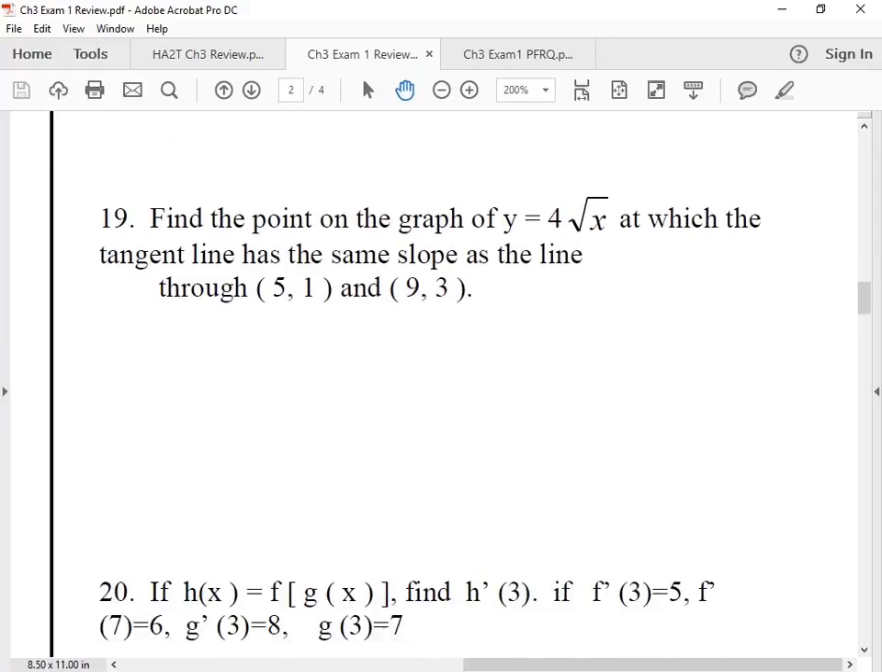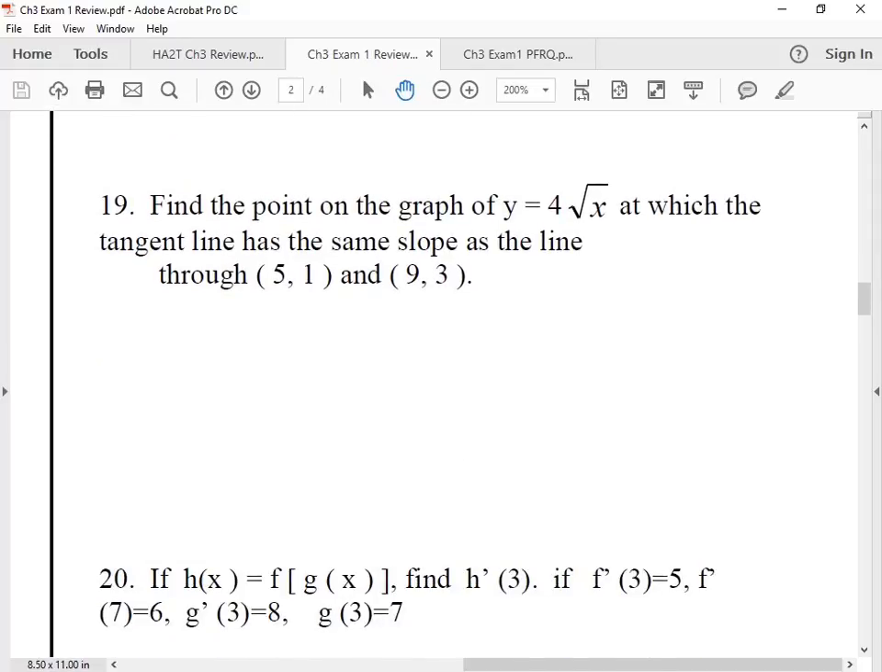Okay, this one right here. This question says find the point on the graph of this at which the tangent line has the same slope as the line through this. So that means we're going to find the slope of this. You know how to do that, right? You subtract the y's on top and the x's on the bottom. Make sure you stay in order. So I get 2 over 4, which equals 1/2.